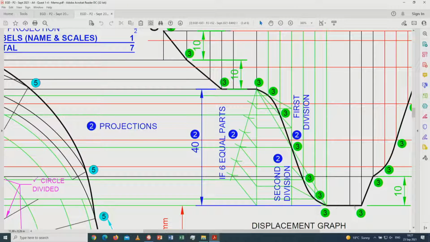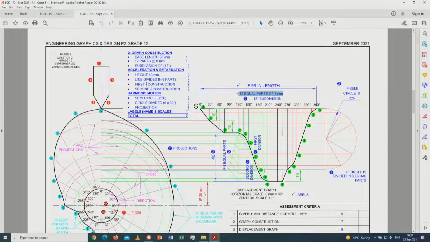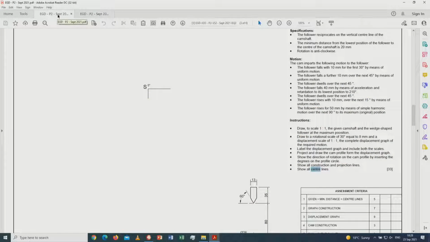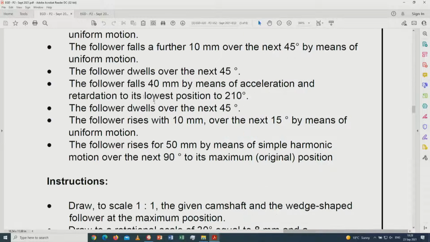All right, now it rests again. So again you have to have your 45 degrees and you have to find the coordinates of that point. If I'm not mistaken, the question was pointed out to you over here, to the learners. Yes, over here. This part of the question I put in this way to indicate that 40 millimeters falls for acceleration retardation to 120. Now at least all the learners are supposed to be at the 210 degree position. Sorry, 210 degree position.